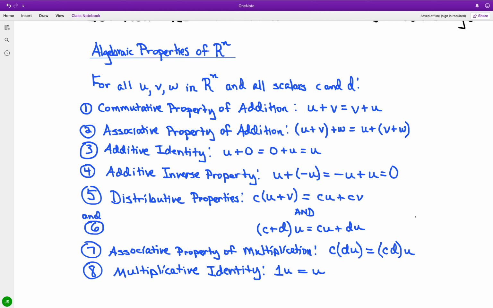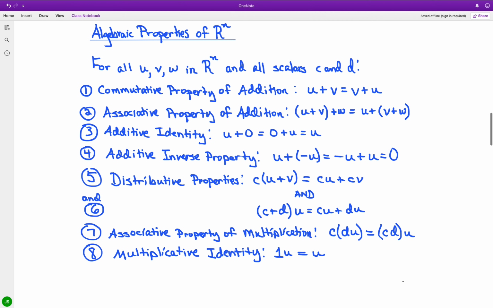And then in the realm of multiplication, with the associative property of multiplication, we have c times the quantity of d times u. And if I shift from the last two multiplying to the first two, I have the quantity of c times d, and then we have u on the outside. For the multiplicative identity, I have 1 times u is equal to u.